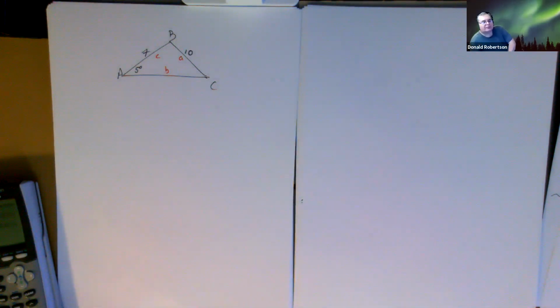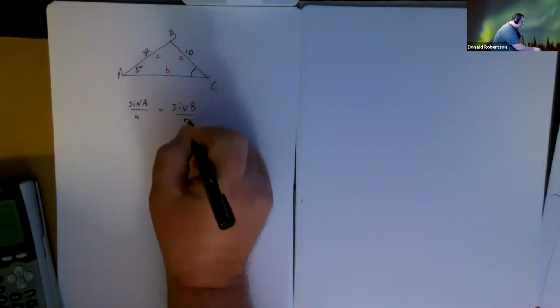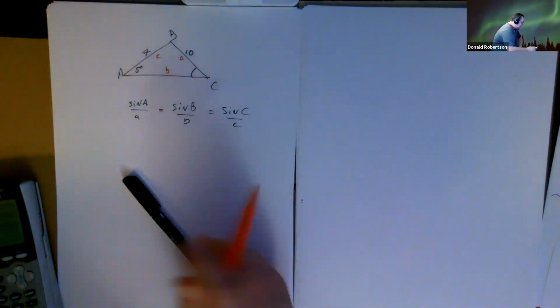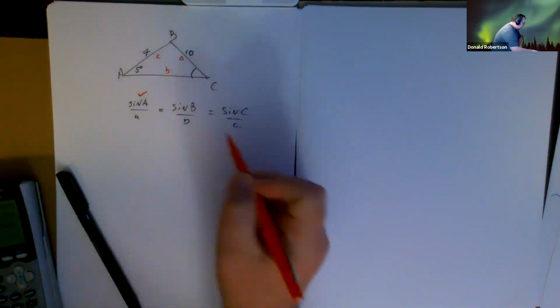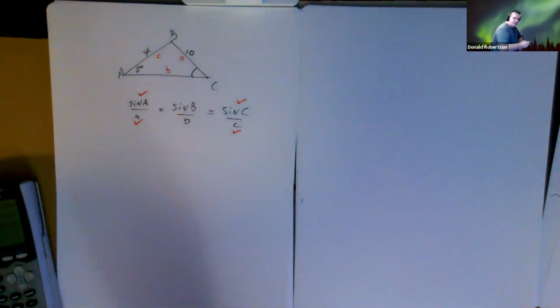Okay, I'm going to go 7 and see how this one works out. So in this question, we're being asked to find angle C. So if I do my sine A over a, sine B over b, and sine C over c, and I start checking things off, well, I know angle A, I'm trying to find angle C, I know little c, and I know little a. So it's A and C is going to be the combination.